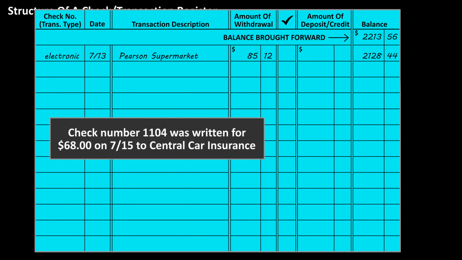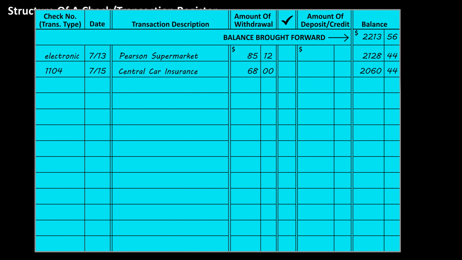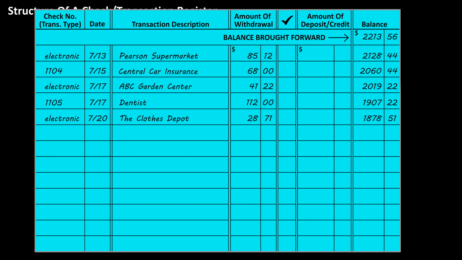Now let's say this person writes a check, numbered 1104, for $68 on 7/15 for their monthly auto insurance payment. To register this, we write in the check number of 1104 in column 1, 7/15 for the date, Central Car Insurance in the description column, $68 in the withdrawal column, and then the new balance in the balance column, which is $2,128.44 minus $68, and that is $2,060.44. Next, I've put in a couple more electronic and check transactions similar to the ones we just covered.